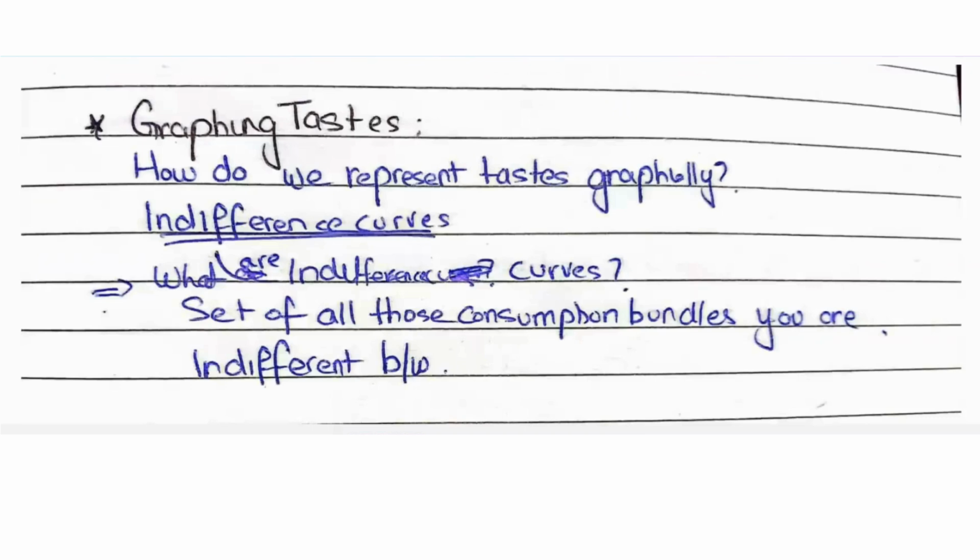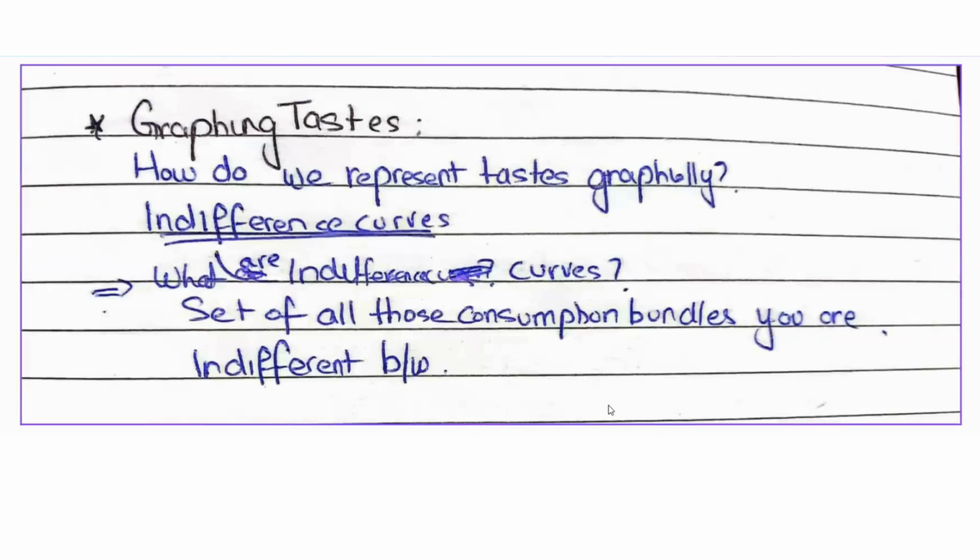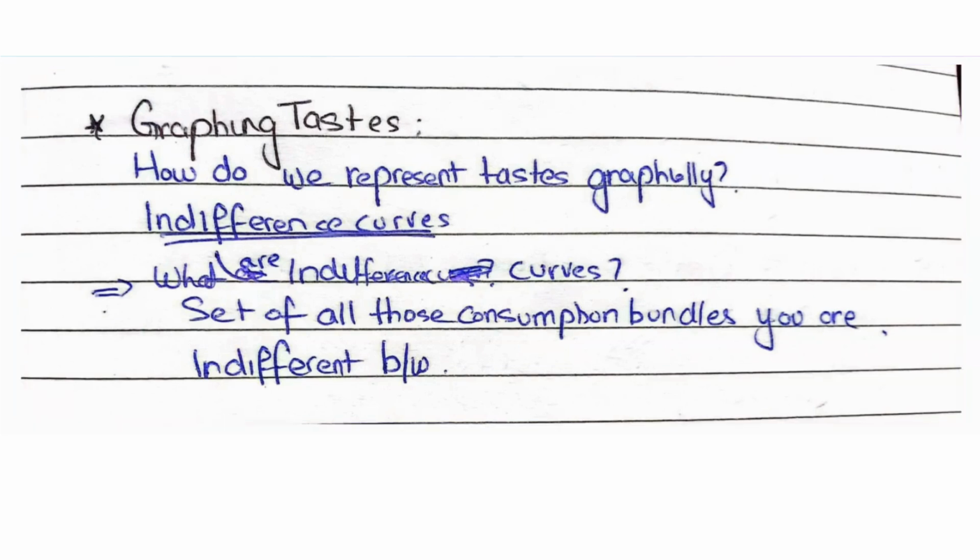So let's start with graphing tastes. The idea is, how do we represent taste graphically? We do this through what we call indifference curves. Now the question arises, what are indifference curves? Indifference curves are a set of all those consumption bundles you are indifferent between, i.e. those that give you the same level of happiness.